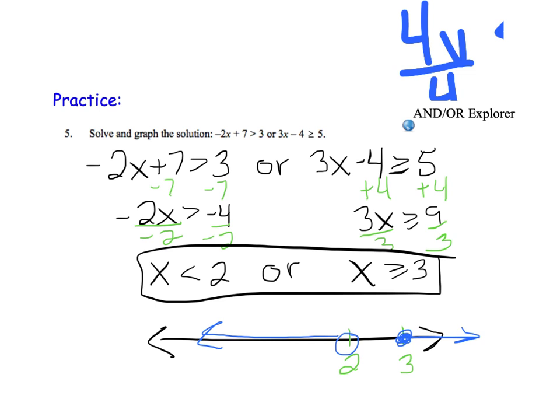So I hope this video helped you achieve your learning targets of writing an inequality, graphing a compound inequality, and solving compound inequalities.